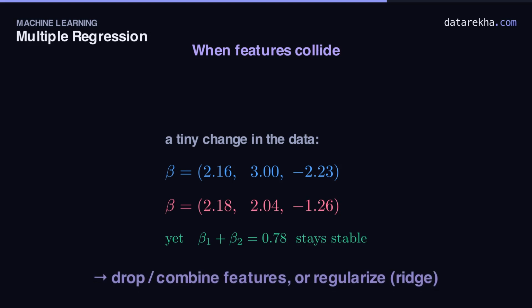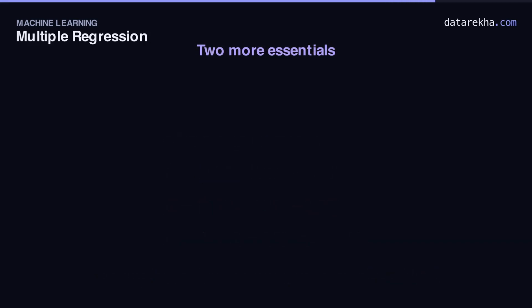The cure is to detect it, drop or combine the redundant feature, or gently shrink the coefficients. That last idea is called regularization, and it earns a lesson all its own. Two quick but important extras before we finish.